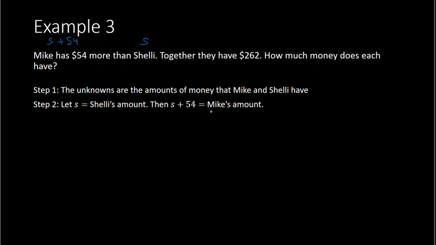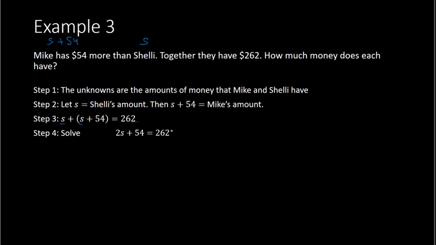Now from here I can set up my equation. I know that together they have $262. So if I add Mike's amount plus Shelley's amount, that total would equal 262. So I have S plus S plus 54 equals 262. And then from here I can solve. So to solve, I have S plus S, which would give me 2S, and then plus 54 equals 262.